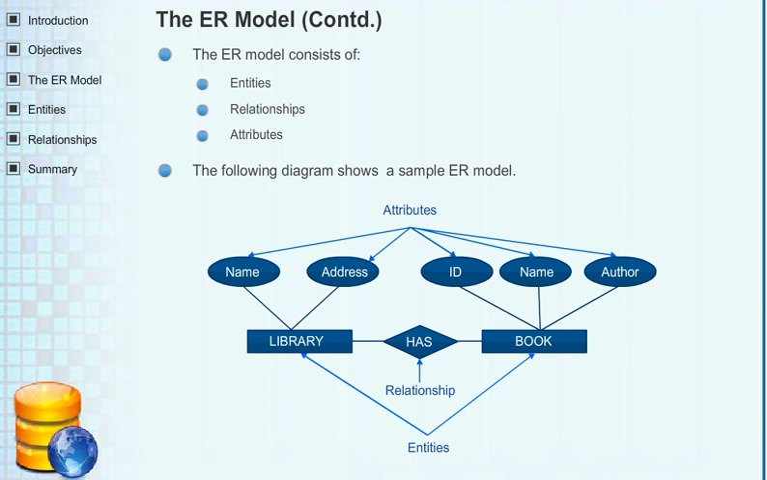Now the entities, library and books, have certain characteristics. Let's identify these characteristics one at a time. The entity, library, has characteristics such as name and address. The other entity, book, has characteristics such as ID, name and author. These characteristics are called the attributes. In fact, the ER model not only helps us understand objects and relationship between them but also helps in representing the same pictorially.